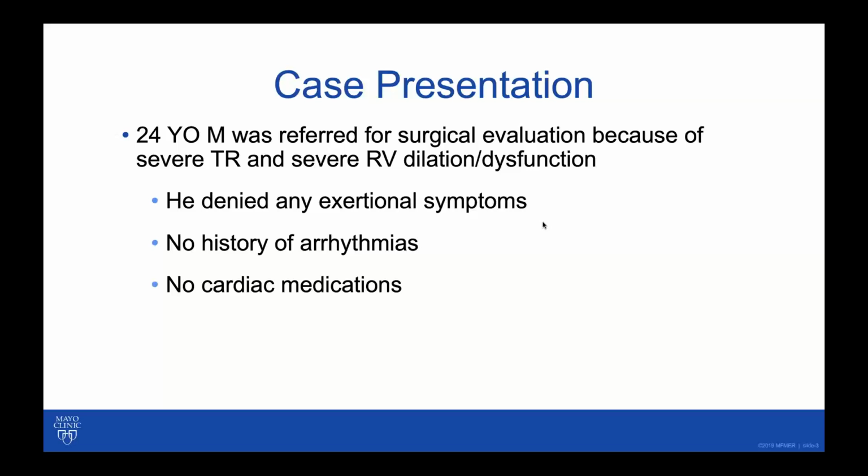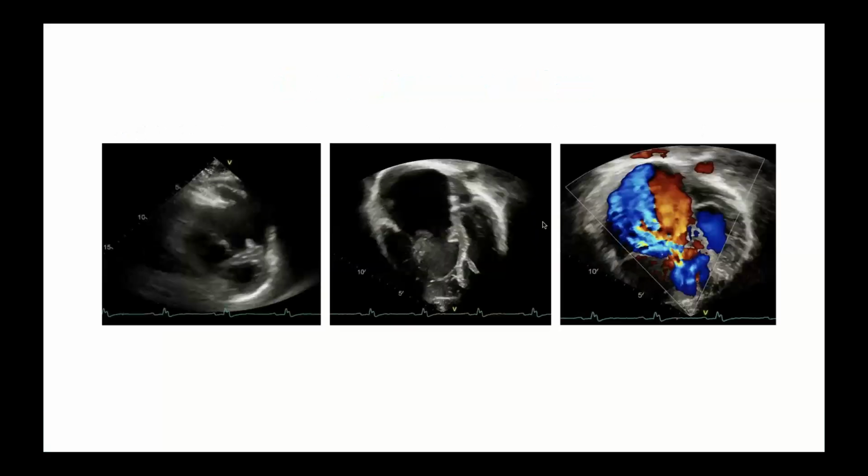He was referred to Mayo Clinic for the first time for surgical consideration because of severe TR and severe RV dysfunction from Ebstein anomaly. He denied any cardiovascular symptoms and actually described himself as being very physically active and doesn't feel limited in any way. He's not on any cardiac medication and has never had any arrhythmias. So we obtained an echocardiogram.